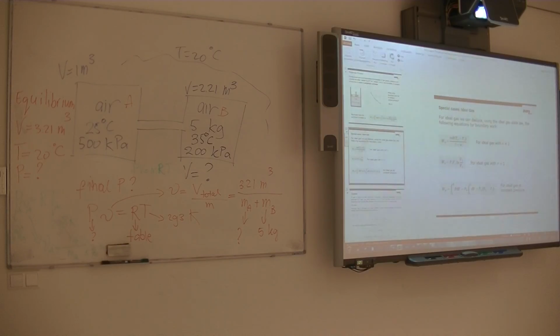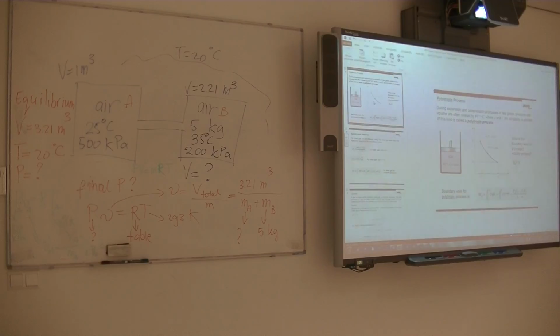Now, these are important equations to know. For an ideal gas, we can deduce, using the ideal gas state law, the following equations for boundary work. The work equals the mass of the gas times the specific gas constant times the temperature difference divided by 1 minus n. And that's for a gas where n is not 1.